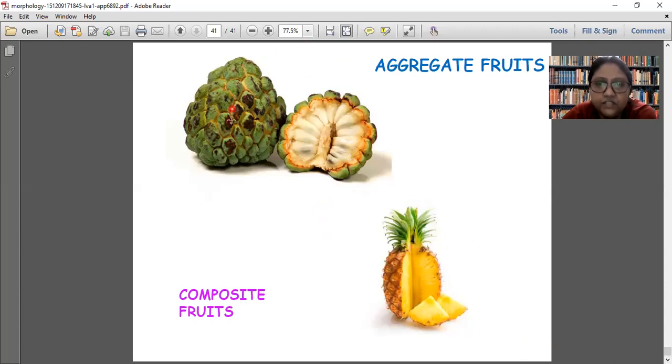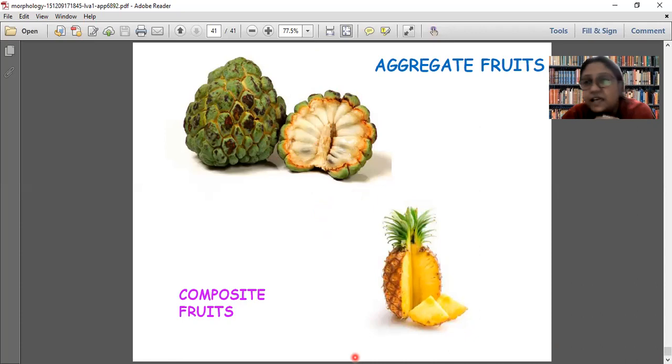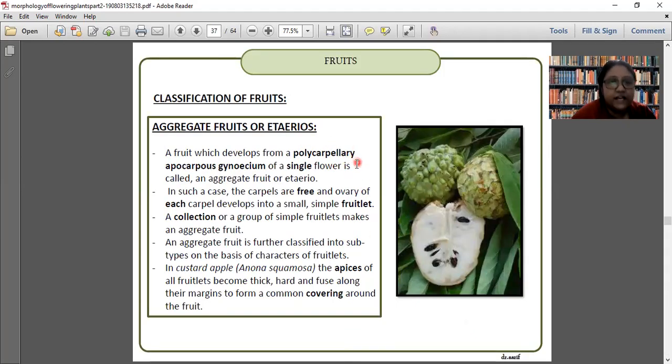What do you call this one? Sitafal. It is an example. If you are eating sitafal, you get one seed only, beta. How many seeds do you get? Many, ma'am. There are as many seeds as carpels. So that's why a polycarpellary gynoecium is forming the aggregate of fruit.